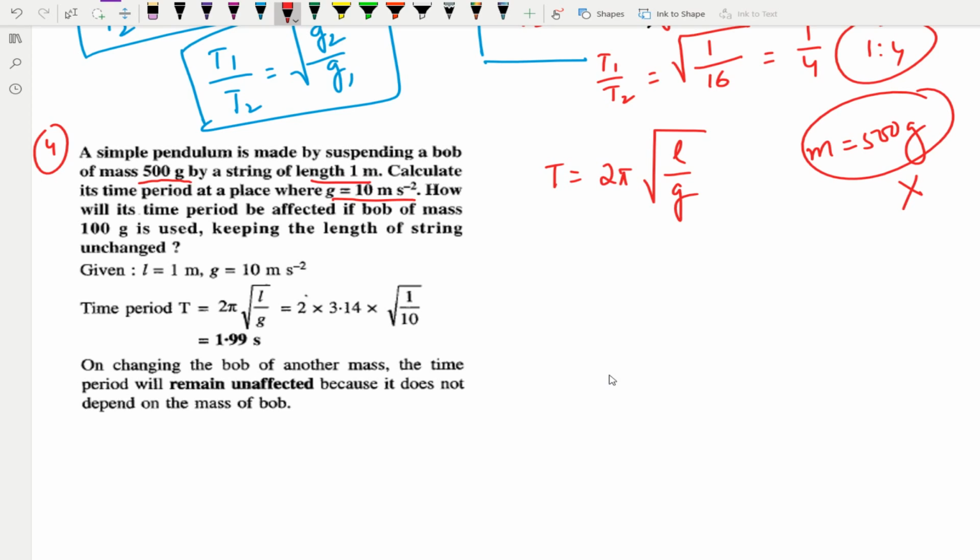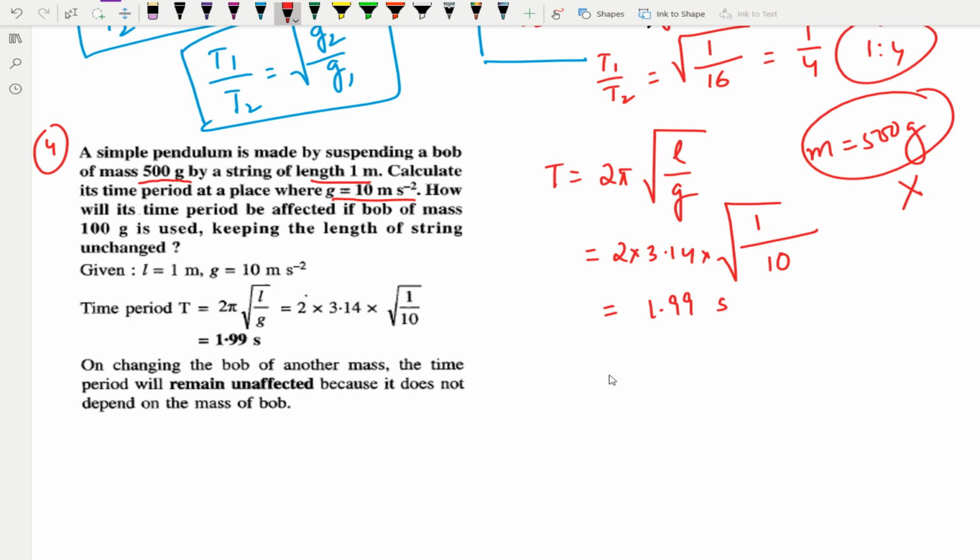Why? Because in the formula we know that the time period does not depend on the mass of the bob. So just use these values: 2 into 3.14 into root over L, where L is 1 meter and g is taken as 10. Now if you solve this, you'll get 1.99 seconds.